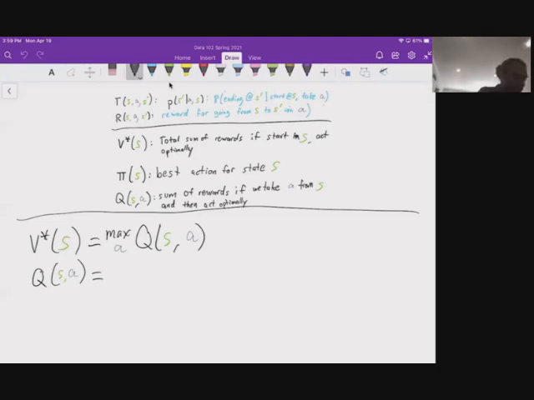And so how do we take an expectation? We just sum over all possible states, and each one we weight by how likely it is. Well, how do we know how likely each state is? That's exactly what T, the transition probabilities, are, right? So this is T(s, a, s').